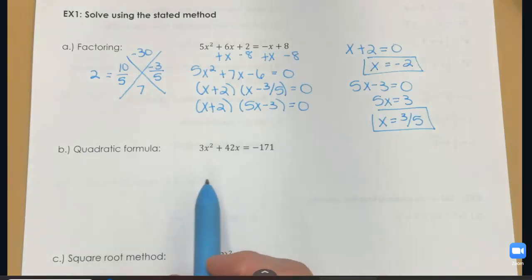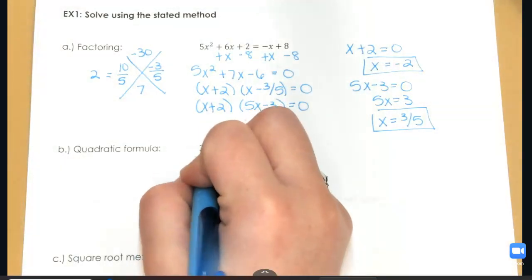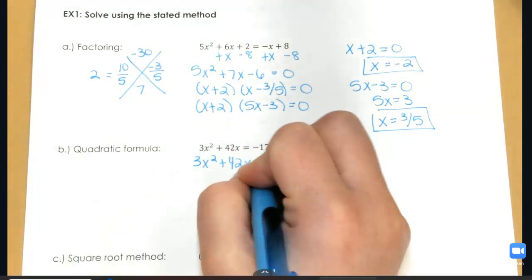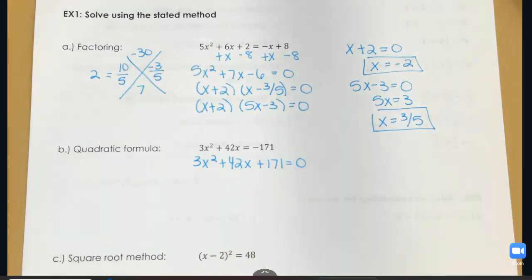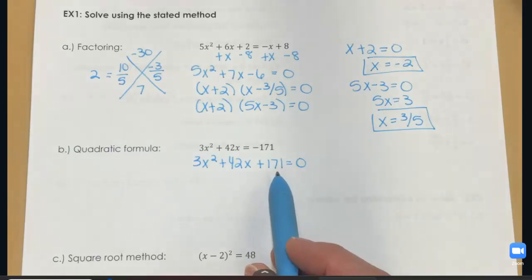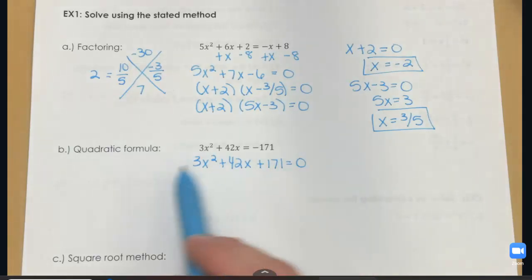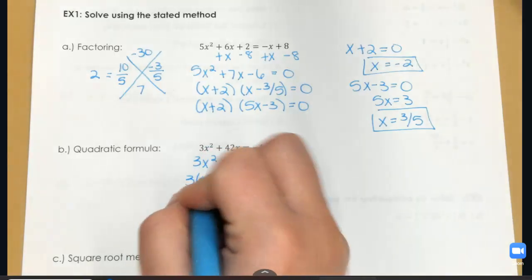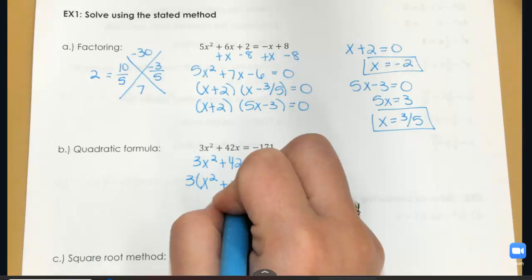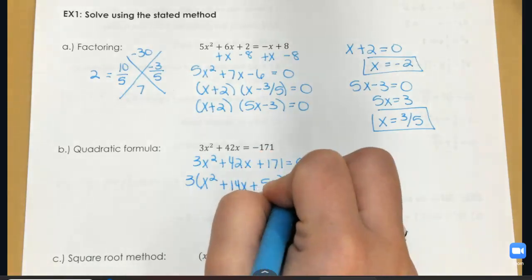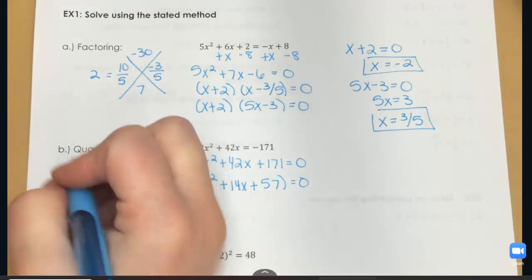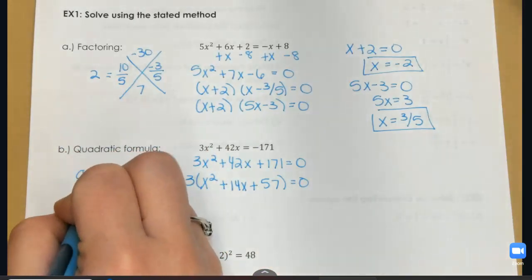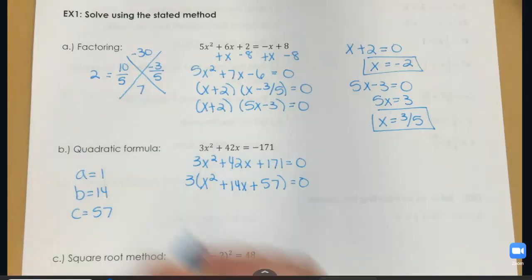Okay. Moving on to the next one, we are being asked to use quadratic formula. So what I'm going to do is move over that 171 so everything is on the same side. Okay, and then before I set up my formula, 342 and 171, believe it or not, if you add up the digits and it's divisible by 3, that means that that number is divisible by 3. These all have a common factor of 3. So if I factor that out, I would have x squared plus 14x plus 57. So I'm going to use those values for my A, B, and C so that I'm working with smaller numbers here.